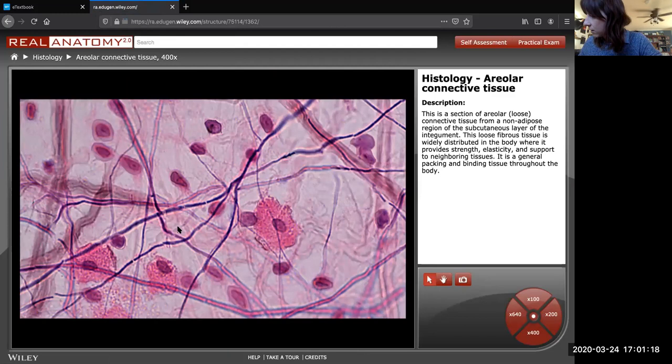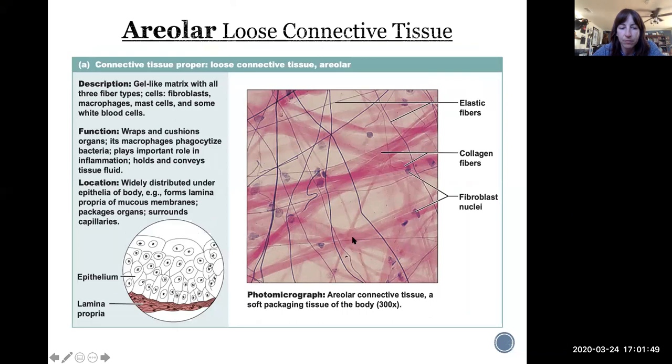That looks pretty much like the other images that we've been looking at. Again, a gel-like ground substance. We've got fibroblasts throughout, macrophages, and then all three types of fibers are in here, which I would have to label for you if I were to ask you what this is. Are we okay with areolar loose connective tissue? So far, so good. Let's move on to adipose loose connective tissue.